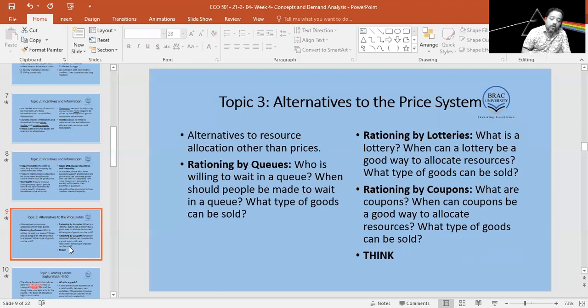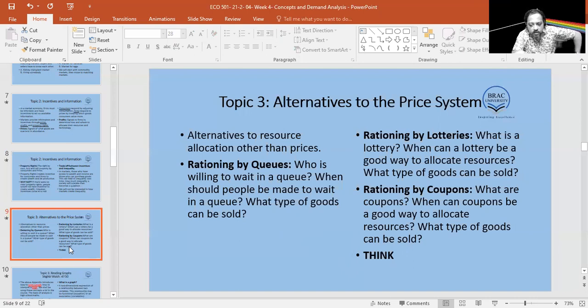A second way of rationing goods, bypassing the price system, is by giving a lottery. A lottery is very simple. Everybody buys a ticket, say a 10 taka ticket. The prize is worth 10,000 taka, 1,000 times more than what you have paid. But only one prize is available. When can we ration a good through a lottery? That means bypassing the price system. When can we ration a good by lottery?